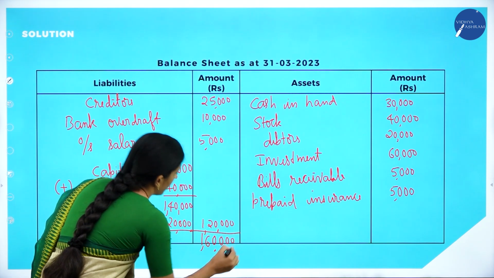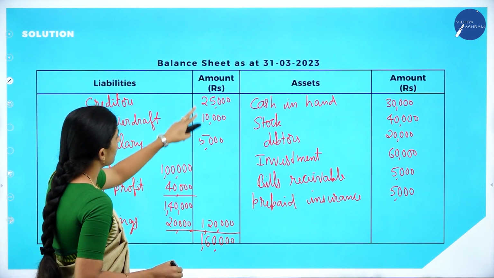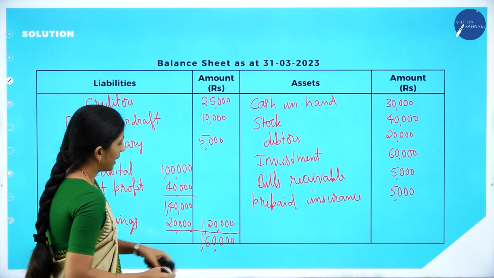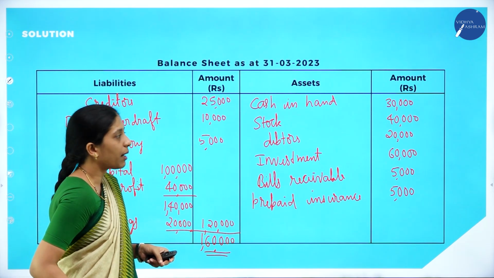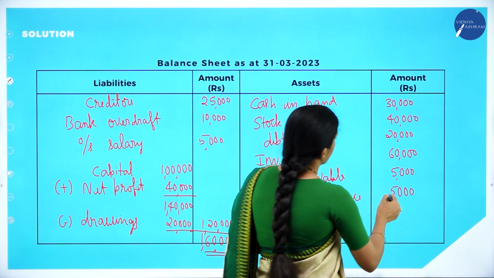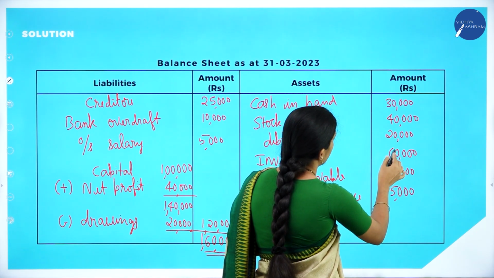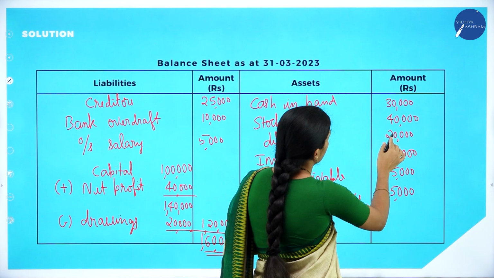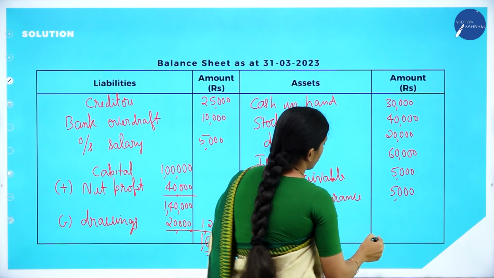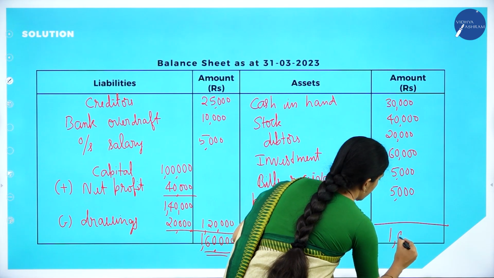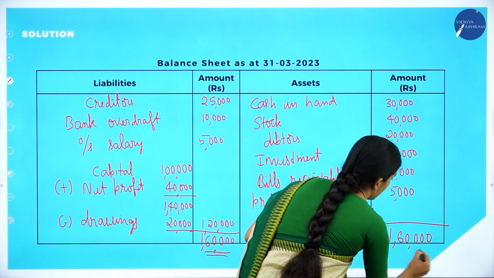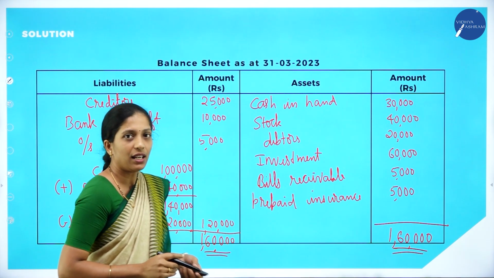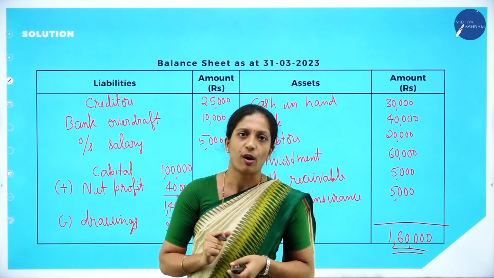So once again we shall count 1,20,000. Here it is 30. So 1,50,000, 1,60,000. Now coming to the assets. So assets is 10,000, 70,000, 90,000, 1,30,000 plus 30,000, 1,60,000. So both the sides are equal. So your balance sheet is proper now.